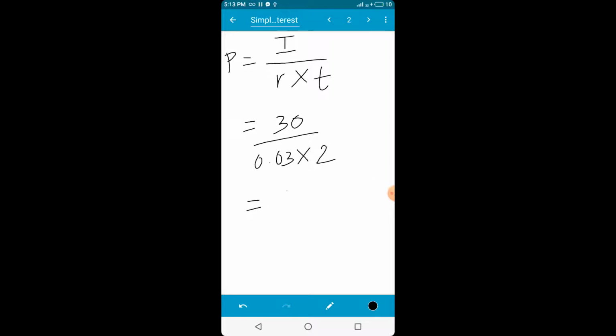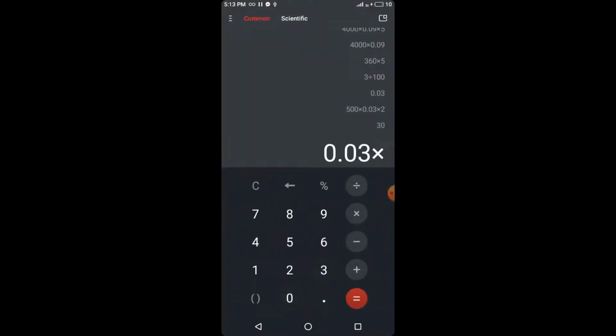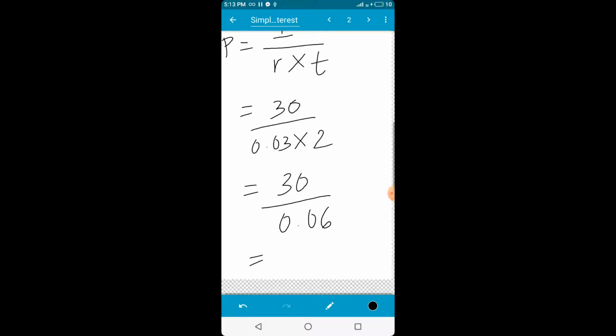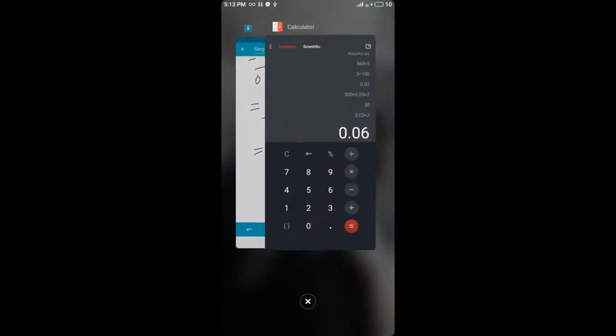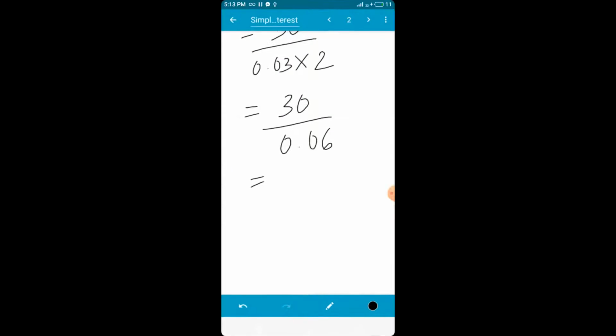Right? Then, So, 30 over, so multiply natin si 0.03 and 2. Okay, so 0.03 times 2, so that is 0.06. Then let's divide the 30 and 0.06. So the answer is 500 pesos. So that is our principal or yung inutang natin. So tama yung sagot natin, right?